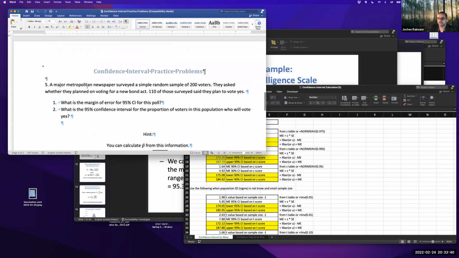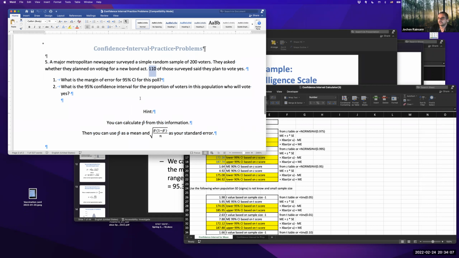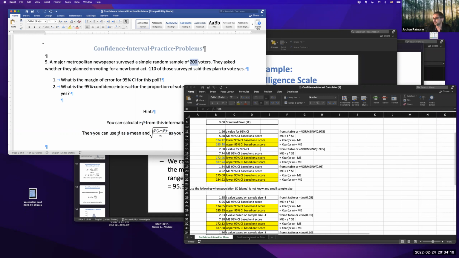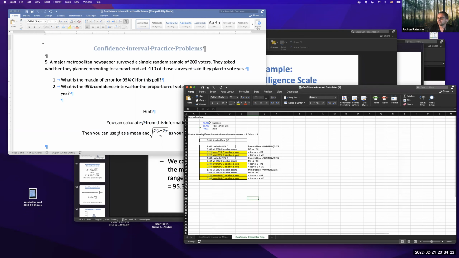Okay. So now we have a major metropolitan newspaper that surveyed a random sample of 200 voters. They asked whether they planned on voting for a new bond account on the 10th. Of those surveyed, they said they plan to vote yes. What is the margin of error for this estimate? So we have now a P. This P is essentially 110 out of 200, right? This is where we need the second worksheet. So we have 110 successes out of 200 sample size. So this is a P cap of 55%.